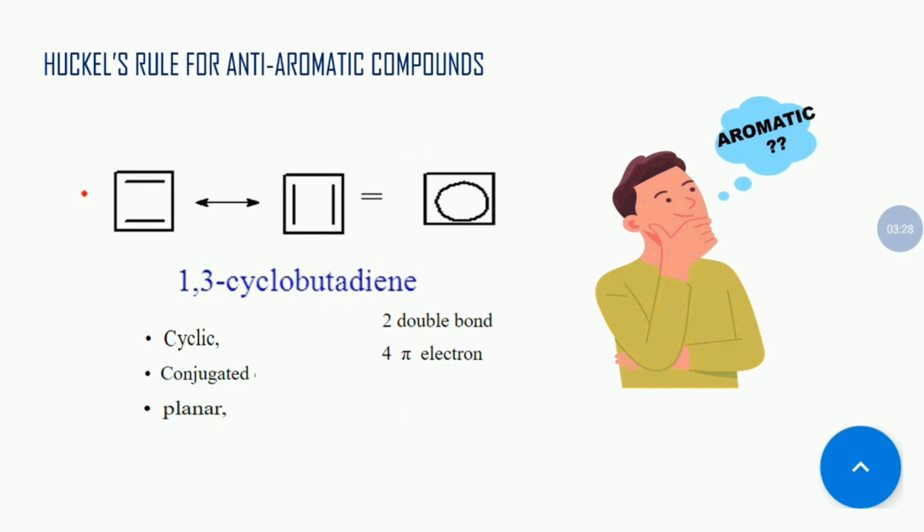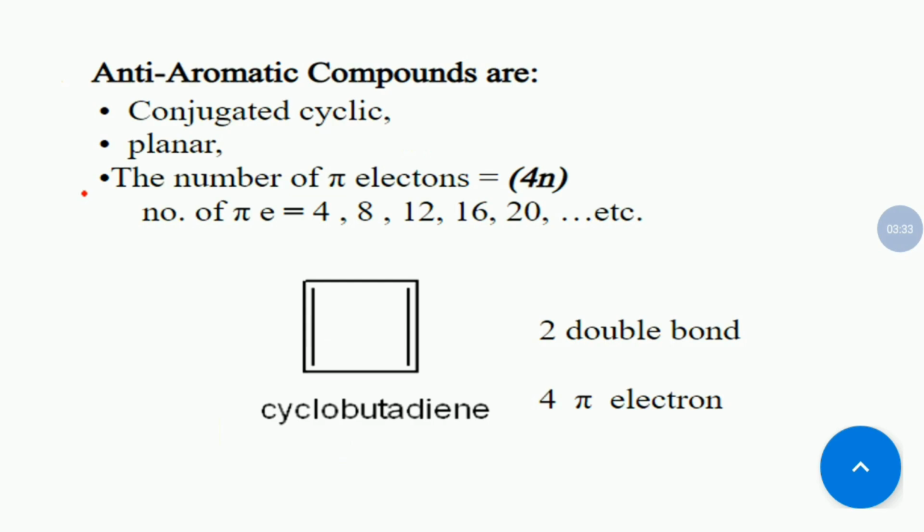Now comes the Huckel rule for anti-aromatic compounds. In this rule, the first 3 rules are the same as the Huckel rule for aromatic compounds. Just the last one is different. The rule is 4n pi electrons. And the value of n starts from 1, 2, 3, 4, and it goes on.